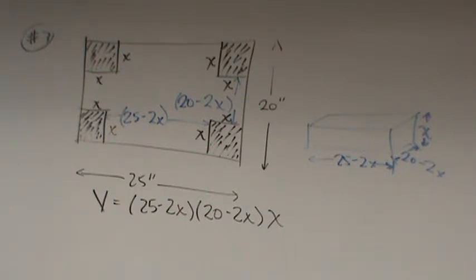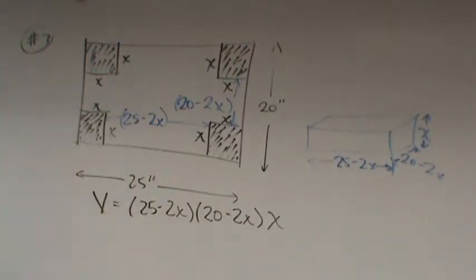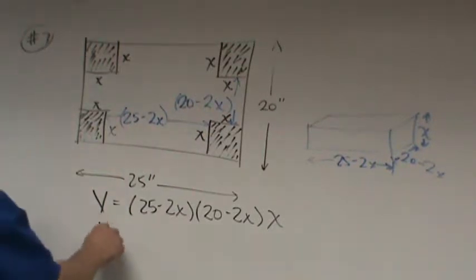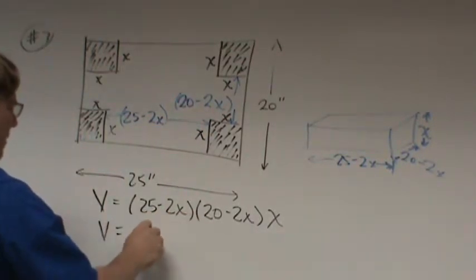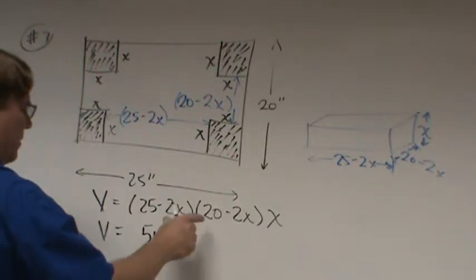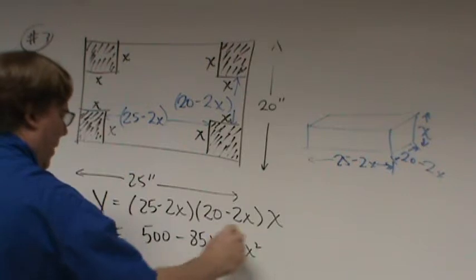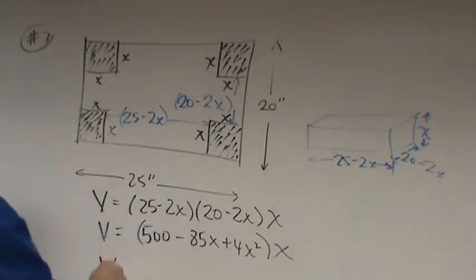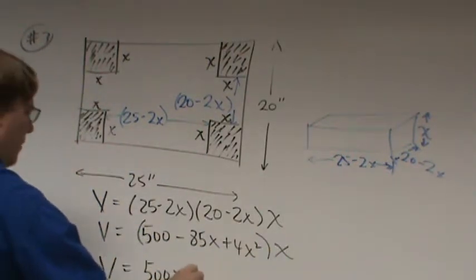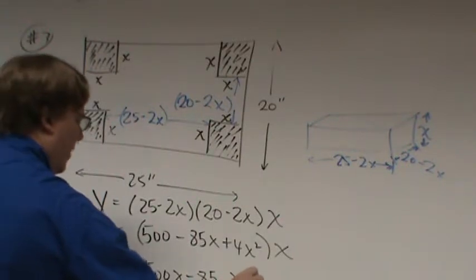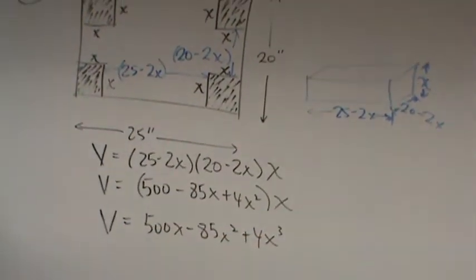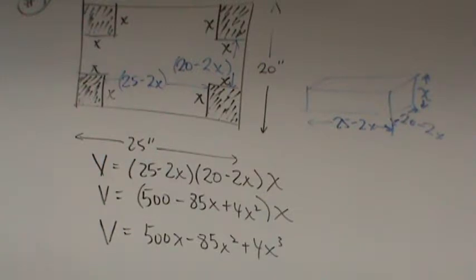By the way, how many people are doing product rule here? Okay, if that's what you want to do. Me personally, I would just FOIL it all out and make it into a polynomial. So you've got 500 minus 40 plus 45, so I got 85x plus 4x squared, times x. V equals 500x minus 85x squared plus 4x to the third. And then I'll just take the derivative of that, and I think that'll make your life a lot easier. Don't do product rule.